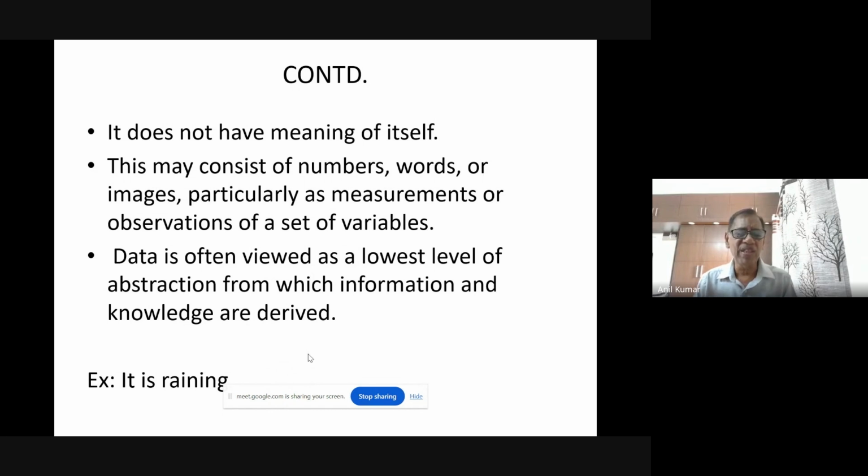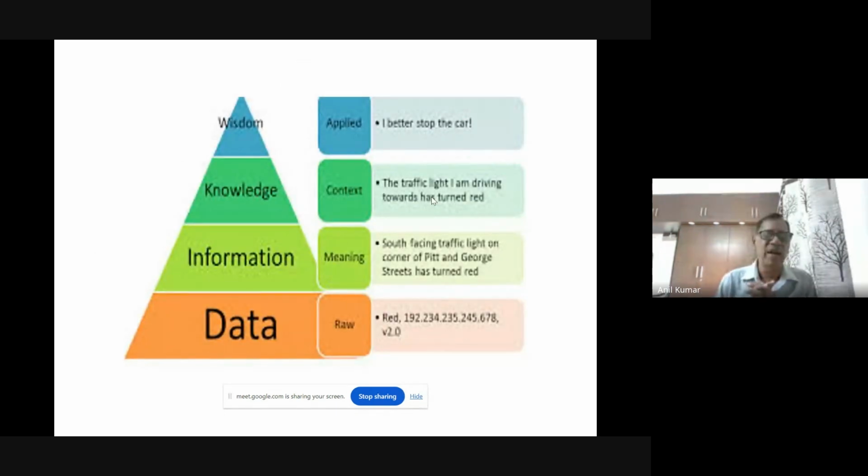Now to convert that hard fact into some meaningful findings, we have to translate, we have to convert that data into information. In this whole hierarchy, data is raw, and it is to be converted into information, which will give us some meaning. Why is it giving us meaning? Because we are connecting and contextualizing that data: it is raining, then how it is raining, why it is raining, and where it is raining. So context is being provided, meaning is being provided.